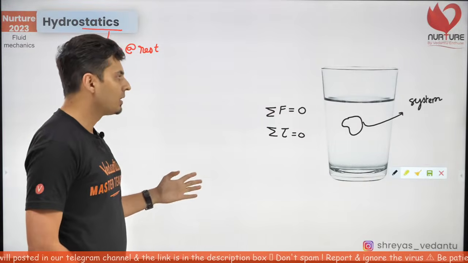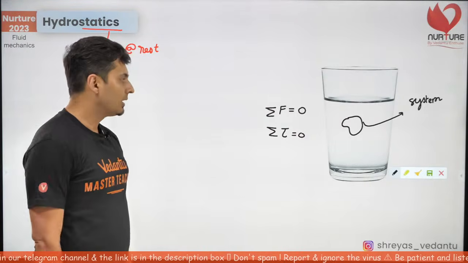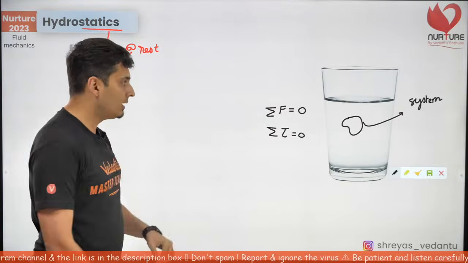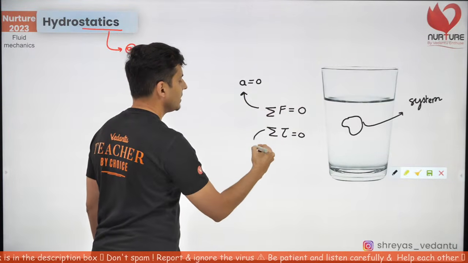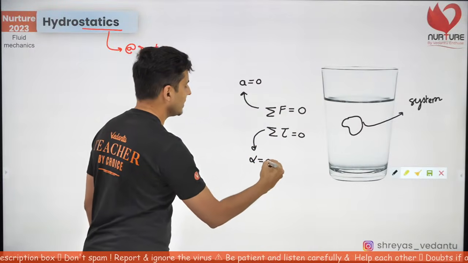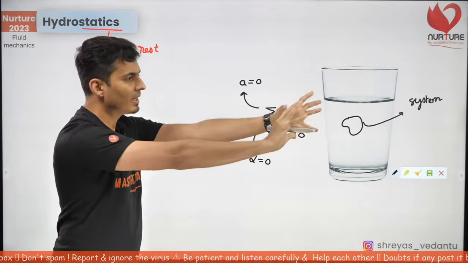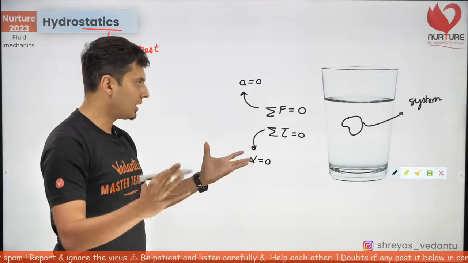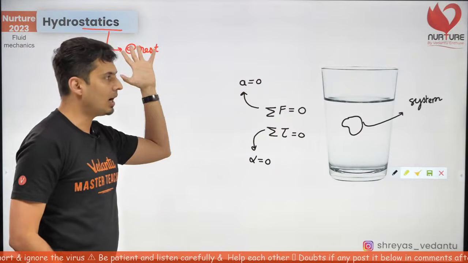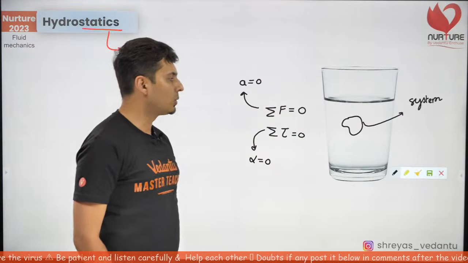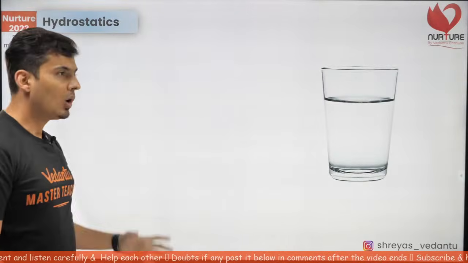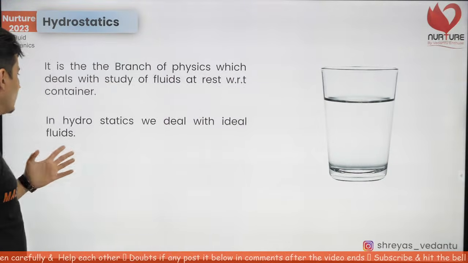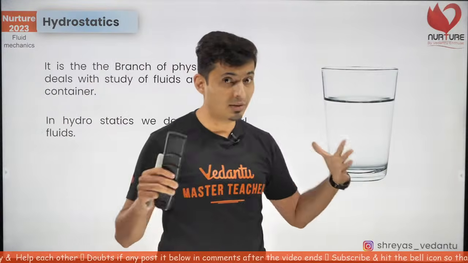Definitely, it will be 0. Net force is 0. Net torque is also 0. And this automatically means acceleration is 0 and alpha is 0. That means it is not translating, it is not rotating. We do not study those things under the purview of hydrostatics. You will always see this will be obeyed. It will be almost at rest, hardly moving. Great. So that's the first segment.